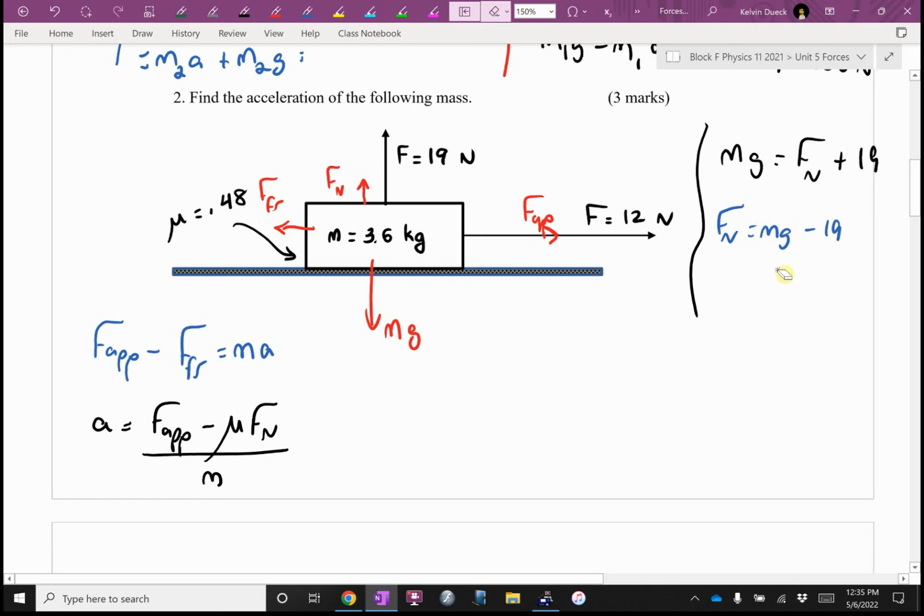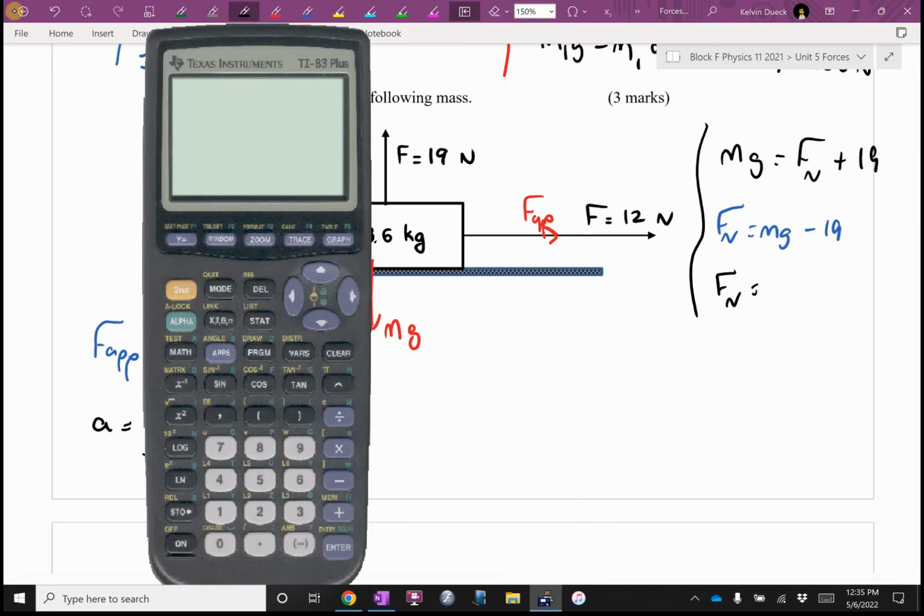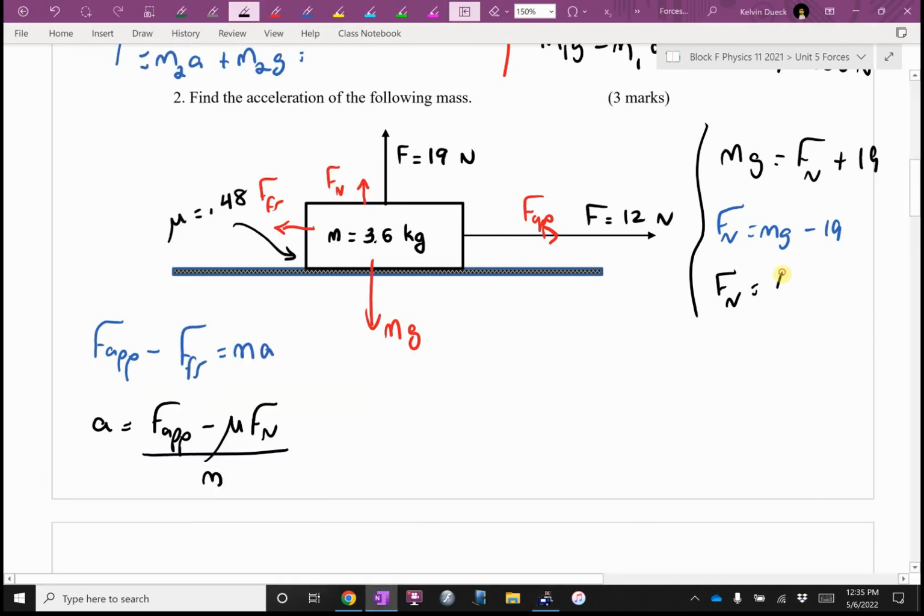I usually am so lazy that I just drop this expression in, but I know some of you are a little more comfortable with numbers. If you actually crunched that and you said, okay, 3.6 times 9.8 minus 19, is it 16.28? If you crunched that, I'm fine with that. I would use my answer button if there was a long decimal. I would not round off because this is not the answer, and I don't want to use a rounded off answer to find an answer.